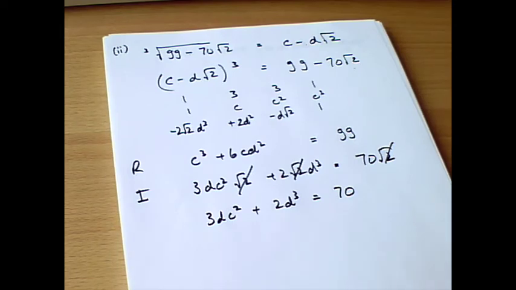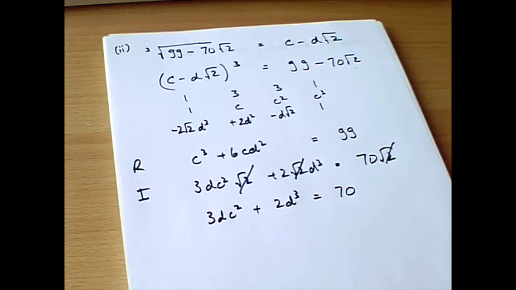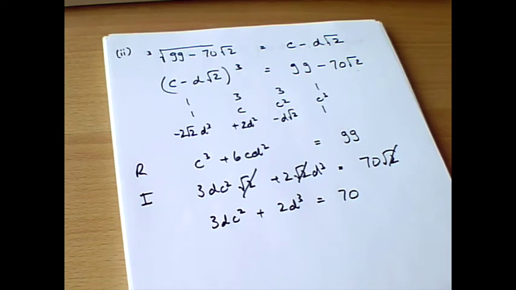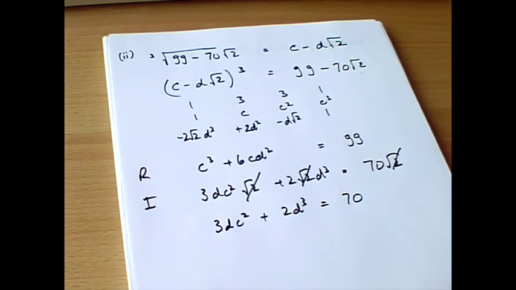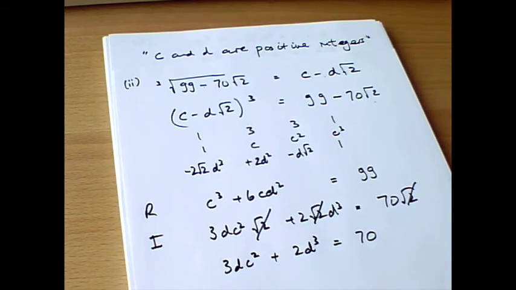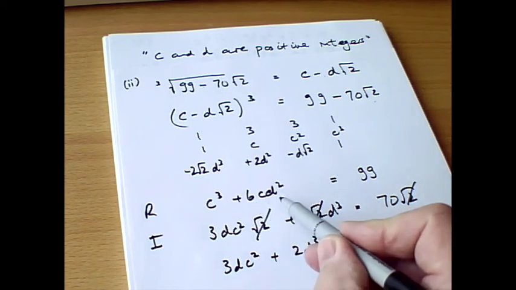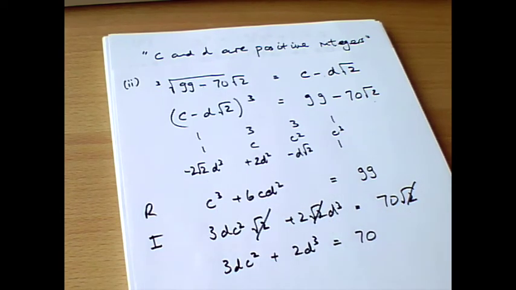I've got two simultaneous equations, and those should be very easy. However, if I try to solve them by proper algebraic techniques, it might take me a long time, so I need to read the question carefully, and the important part is that c and d are positive integers. Right. Now let's look at this equation here. 6cd squared will be positive and it will be even, which means c cubed must be odd.